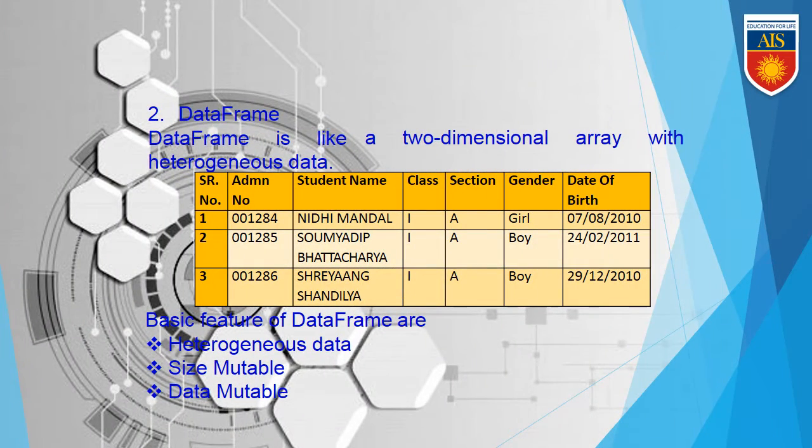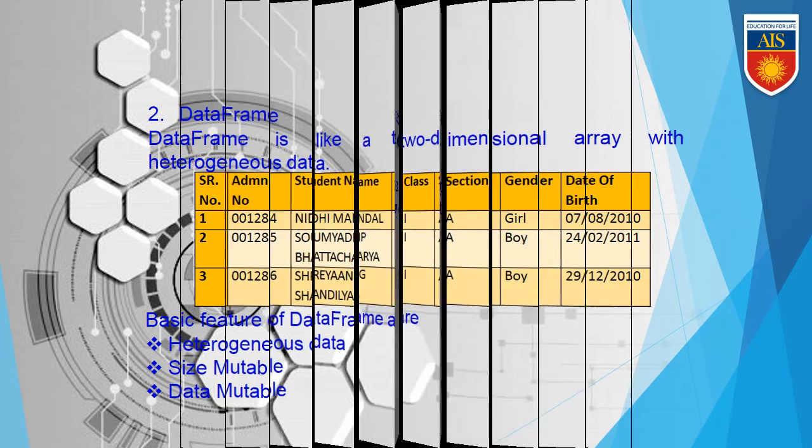A DataFrame is like a two-dimensional array with heterogeneous data. That means over here you will get a table with rows and columns. Basic features of a DataFrame are heterogeneous data, and size and data are both mutable.